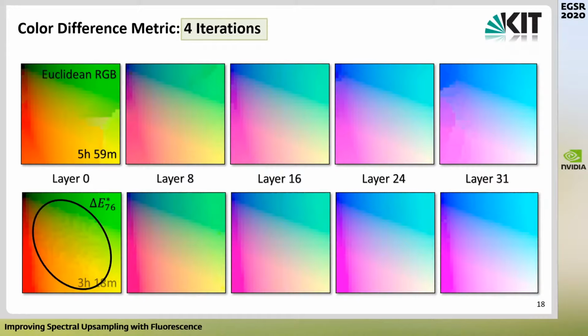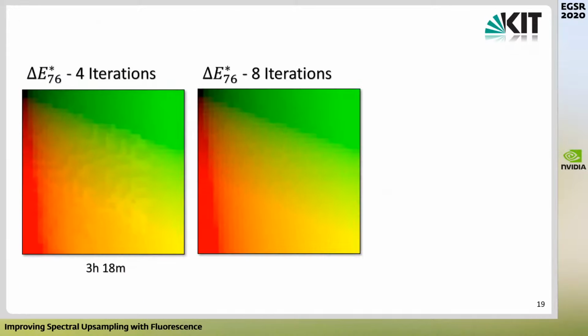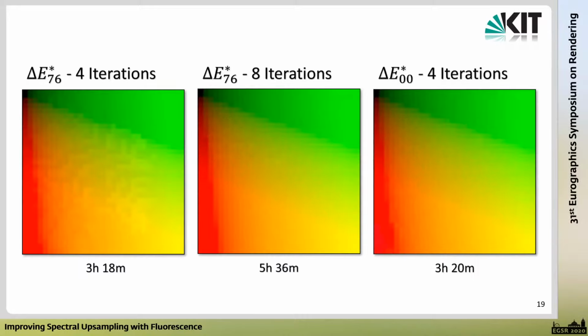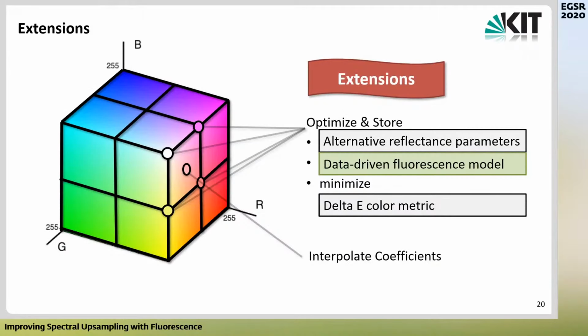And the remaining artifacts in the first layer disappear with more optimization iterations, at the cost of a higher computation time and with some remaining artifacts, or when using the delta E2000 metric at only 4 iterations and with only a slight computational overhead. Okay, so next let's take a closer look at the fluorescence model.